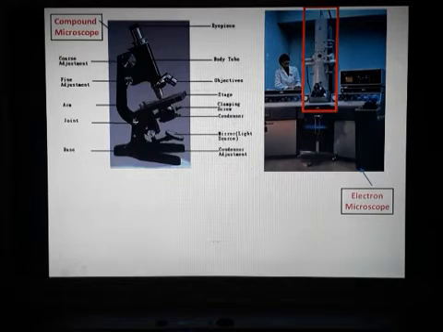If you say this compound microscope can magnify any image 2000 times, then this electron microscope can magnify the image up to 2 lakh times. So I'll show you one image that will tell you the main difference between the two. This compound microscope uses light rays, whereas this electron microscope, as the name suggests, uses electrons to make an image of a particular slide or object.